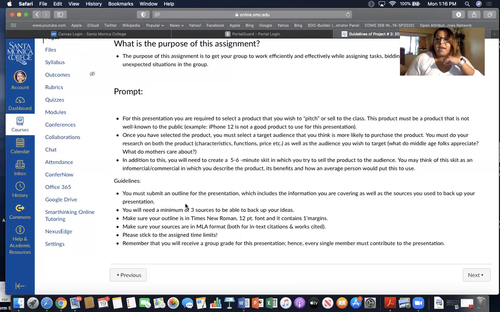You also have to submit an outline, just like you did with the last presentation. The outline has to be in MLA format. It has to have in-text citations. It has to be in Roman numerals, and it has to be in complete sentences.